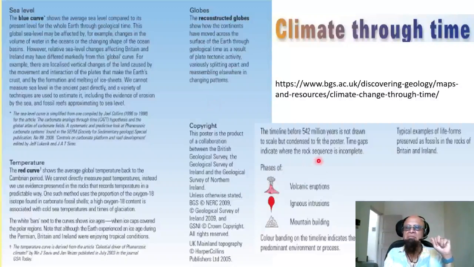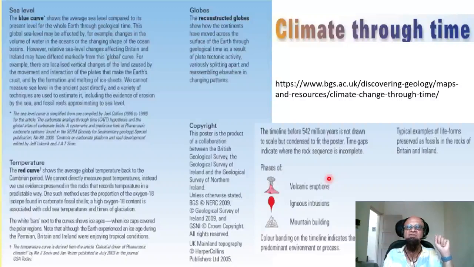Okay, so the timeline before 542 million years is not drawn to scale but condensed to fit the poster that we will look at. Time gaps indicate where the rock sequence is incomplete, so the geologists keep on going out there and trying to find the rocks to fill all the gaps. These are the rock stars. Haha. Rock stars, they study rocks to tell us what happened in the past, right?